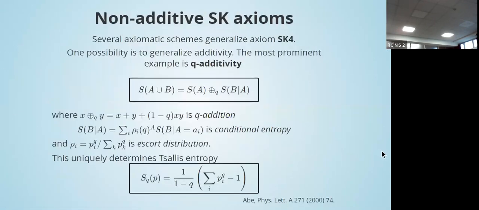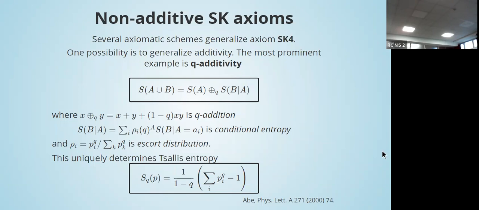Now basically what many people tried to do is that since the first three axioms sound very natural, and it is very hard to think about how to change them, people start thinking about how to generalize the fourth axiom. In this case, you can have many possibilities. One possibility is to generalize additivity. This is the case of Tsallis entropy we've seen before.